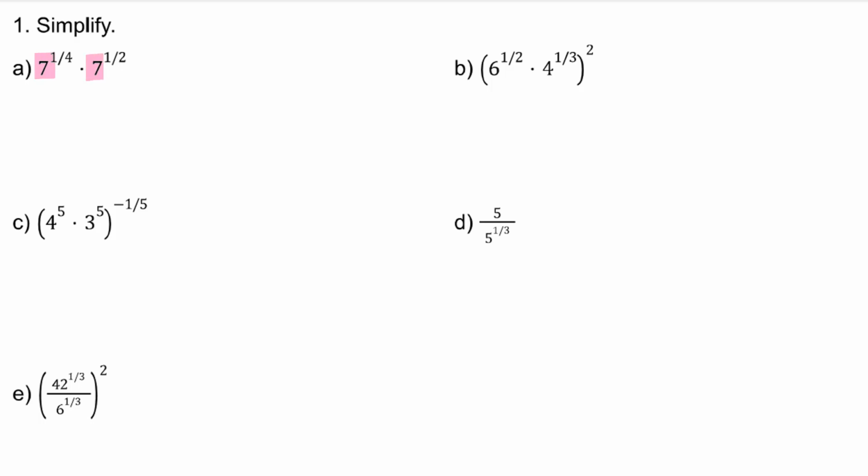For part A, we have the same base, so we're going to add the exponents. To add fractions, you must have the same denominator. 1 over 2 is equal to 2 over 4.